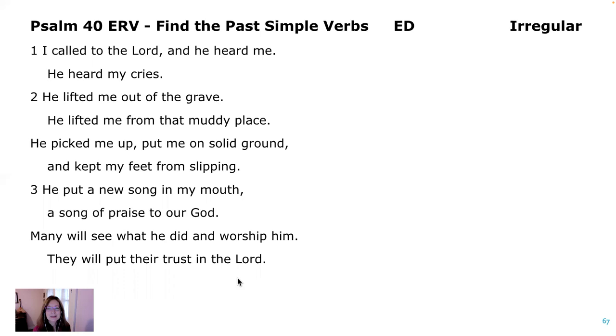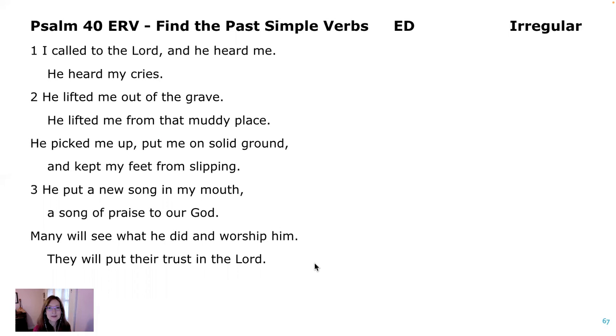I really like this passage from Psalm 40 because we can bring it into our students' real needs right now. Often we feel that we are crying out to the Lord for help. Often we feel that we are stuck in some sort of muddy pit and can't get out. And this Psalm 40 talks about that feeling. So we can start out by asking our students, when have you felt like you were stuck? When have you cried out to the Lord for help?